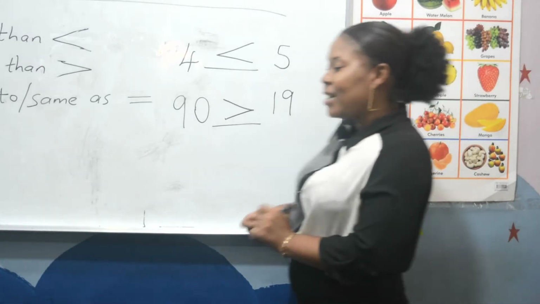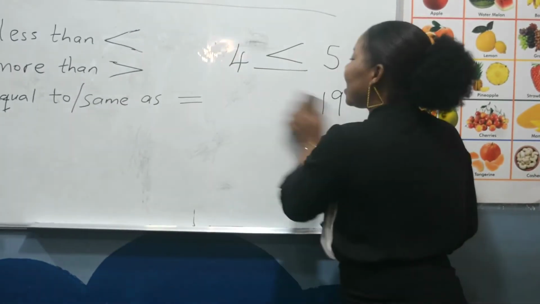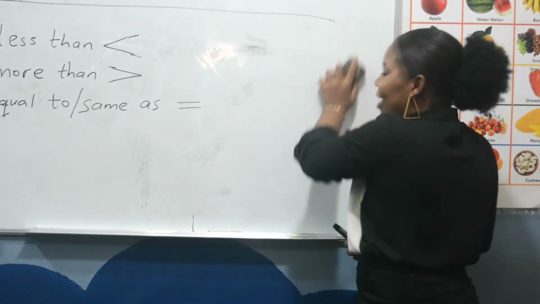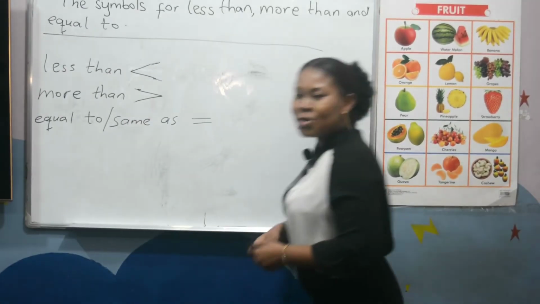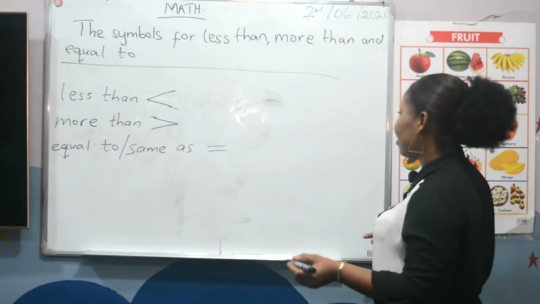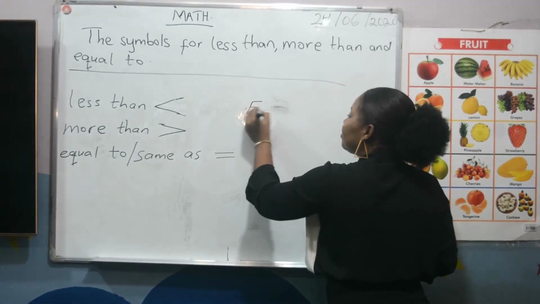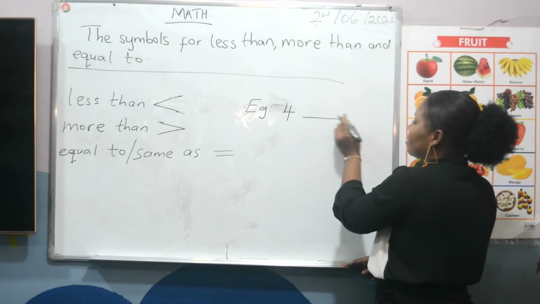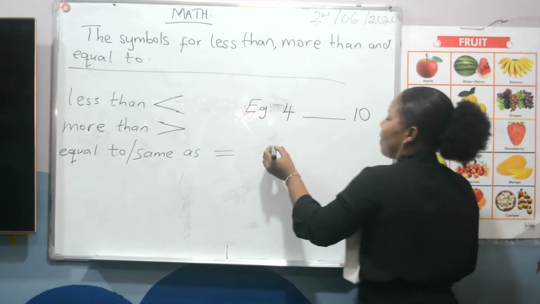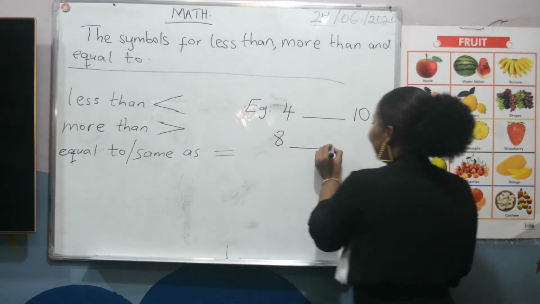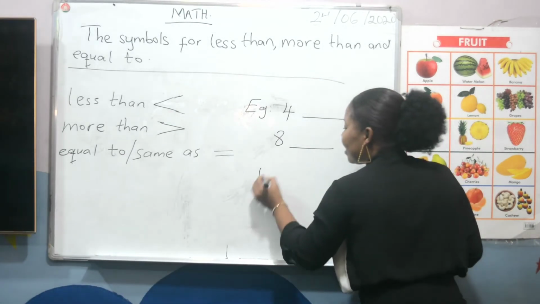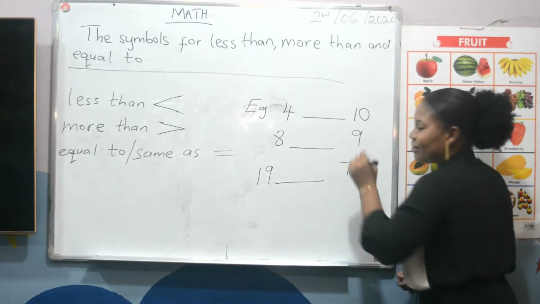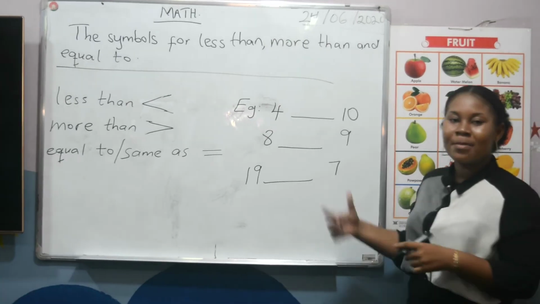Very good. Let's give some examples. You try them at home. After that, we will come to the board and solve them together. So example: 4 and 10, 8 and 9, and then 19 and 7. Please try them. We will come back and solve them.